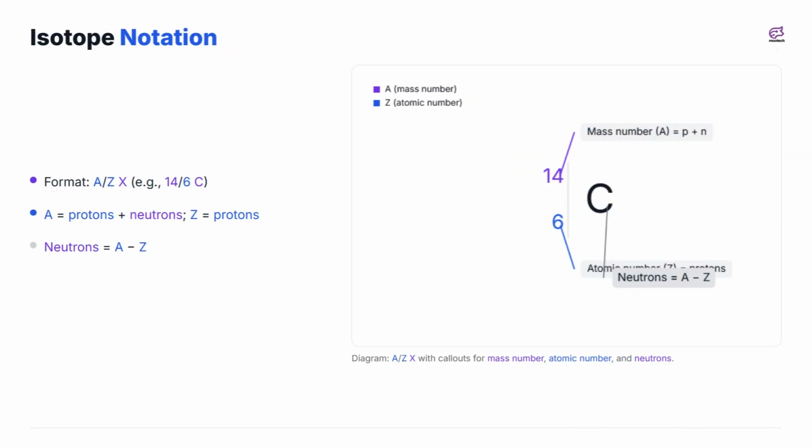Next, we'll look at isotope notation. The standard format is the mass number A over the atomic number Z, followed by the element symbol, for example, 14/6C. Remember, A is the mass number, which is protons plus neutrons, and Z is the atomic number, which is just the number of protons. To find the number of neutrons, you simply calculate A minus Z. A diagram here shows this A over ZX notation, with callouts clearly pointing to the mass number, the atomic number, and how to find the number of neutrons.